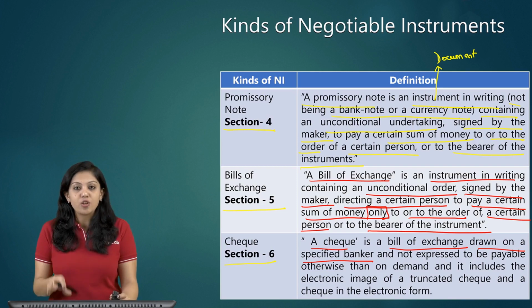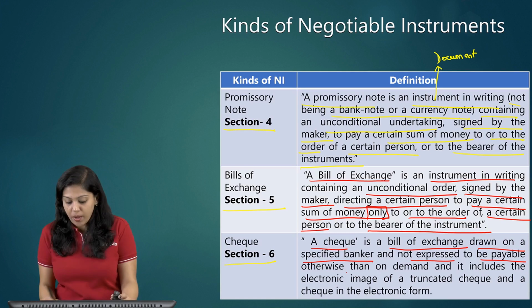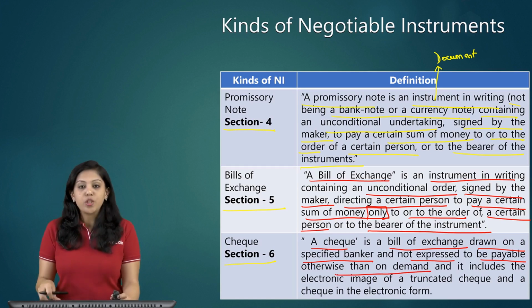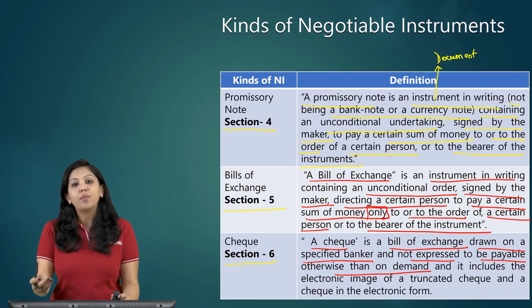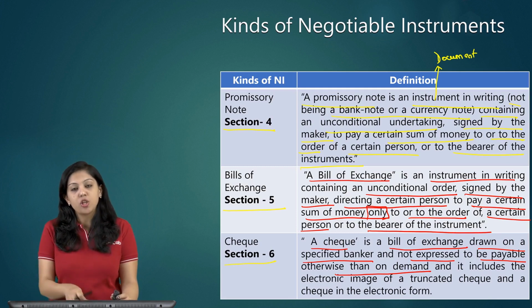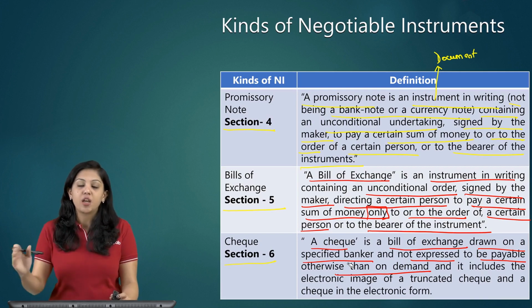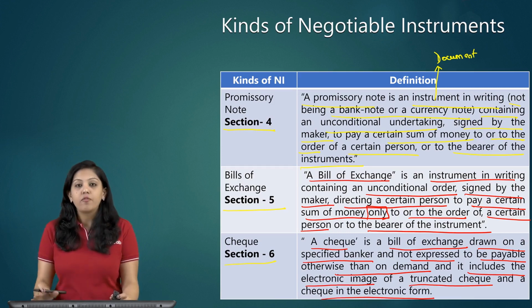So therefore, in case of a check, the drawee will always be a banker, and it is not expressed to be payable otherwise than on demand. Which means the payment on a check is always payable on demand. That means if you receive a check, you can go and present it at your bank and immediately encash the money. You can receive the money either over the counter or have it credited to your account. That depends on whether the check is crossed or it is an open check. What a crossed check or an open check is, you will understand in further videos. Next, continuing, it includes an electronic image of a truncated check and a check in electronic form.